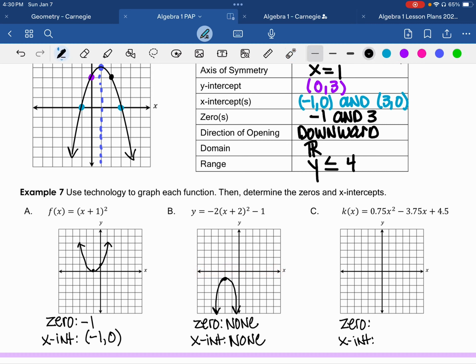And then for our last one, once we put it in, 1, 2, 3, 4. It looked something like this. Remember, it's just a sketch. My zeros were at 2 and 3, so my x-intercepts were 2, 0 and 3, 0.